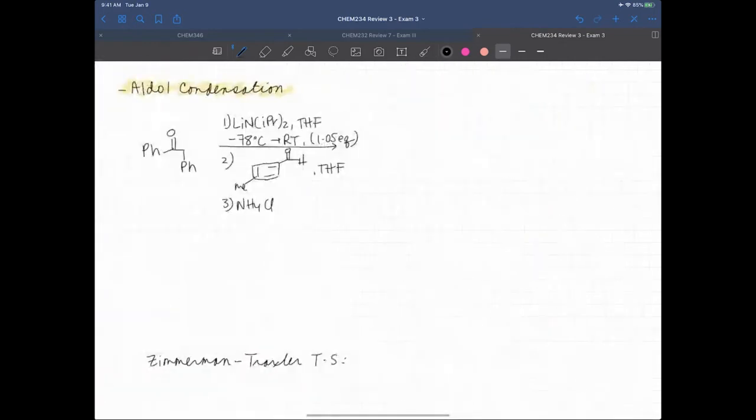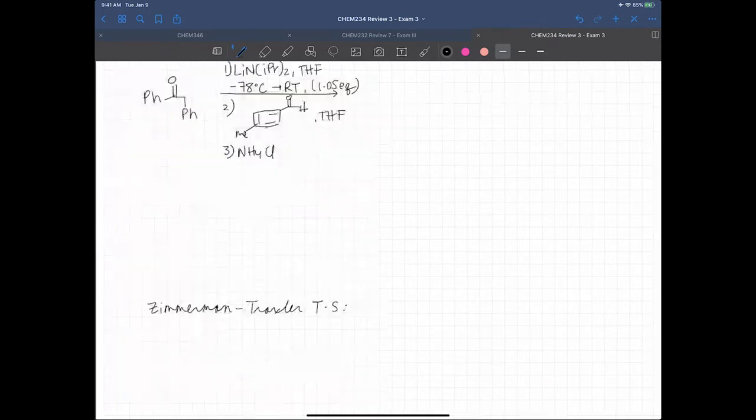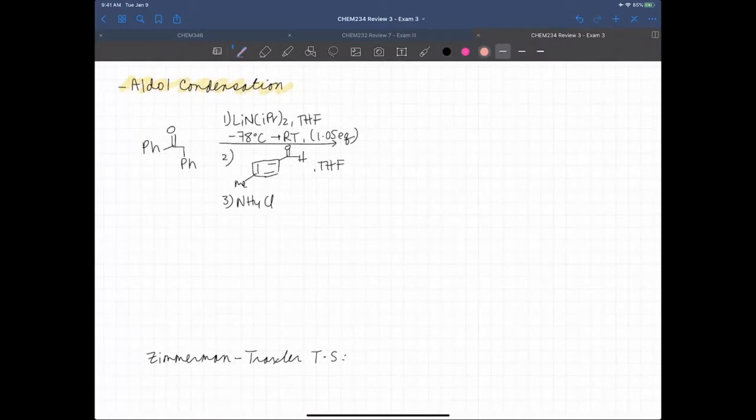So we're going to talk about the stereoselectivity for aldol condensations. Let's start off with this example here. I've given you the outline of the reaction, but what you need to do is show me the transition states. We know what's going to happen here. Let me just write it out for you. The first thing that happens is it's going to deprotonate your alpha carbon hydrogen to give me this.